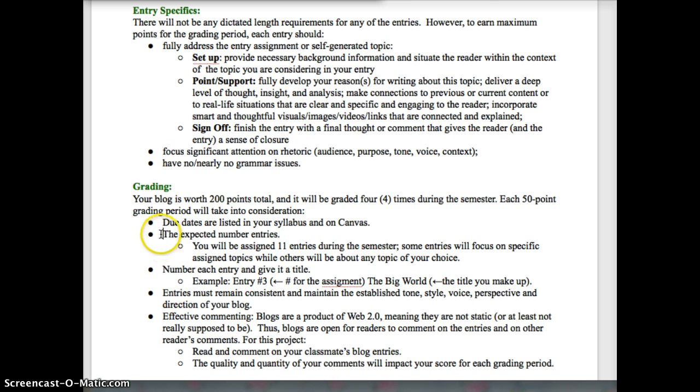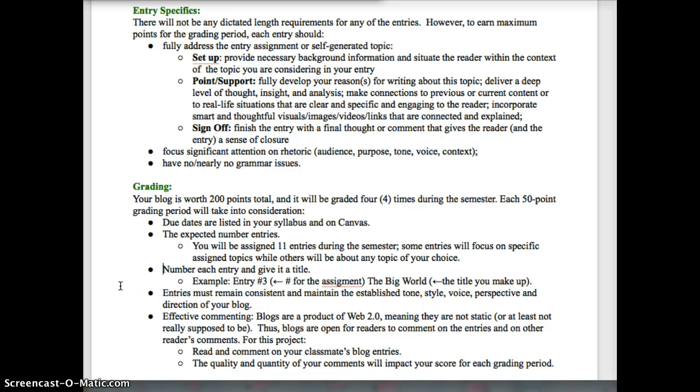The next thing that's listed here is that you need to have the expected number of entries. As we just saw for blog assessment number 1, I'm expecting you to have 2 entries. When I go to grade that assignment, if you are missing one of those entries, you will lose points based on the number of entries that I expected and the number of entries that you actually had completed by that due date and that grading period.